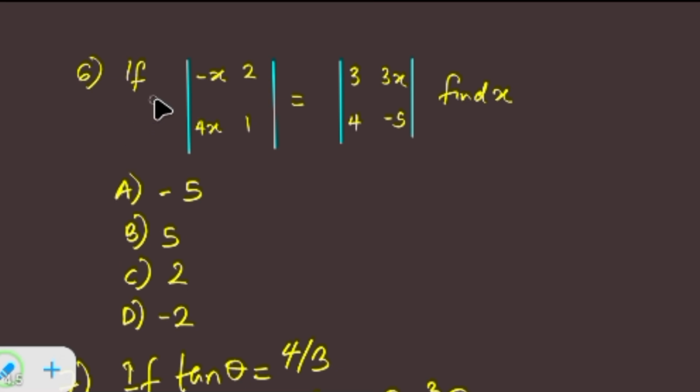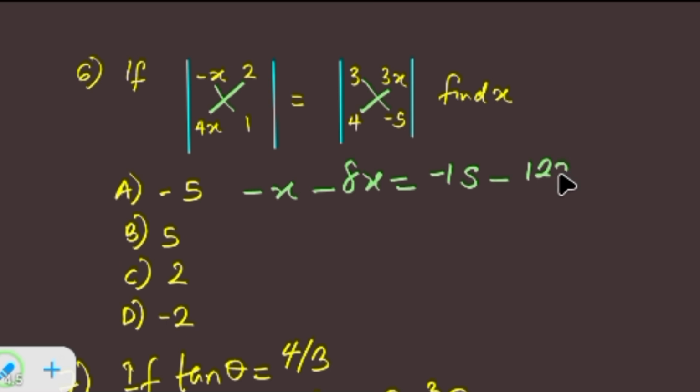The next question is under determinants. So we have the determinant of [minus x, 2; 4x, 1] is equal to the determinant of [3x, 4; minus 5]. You have to find x. To evaluate the determinant, multiply like this and subtract from what you get like this. So minus x times 1, that will give you minus x. Minus 4x times 2, that will give you minus 8x. Minus 5 times 3, minus 15. Minus 4 times 3x, that will give me minus 12x.